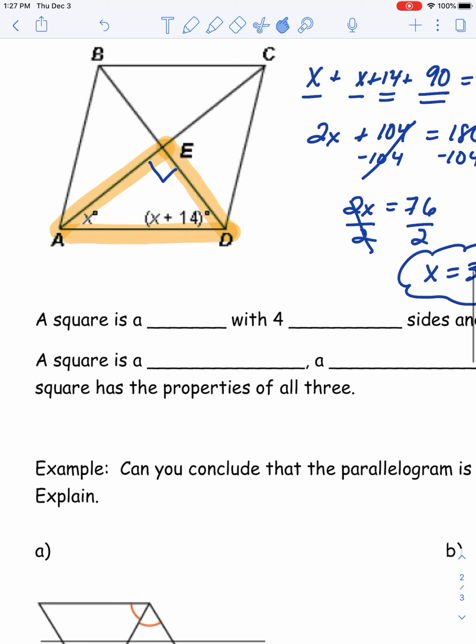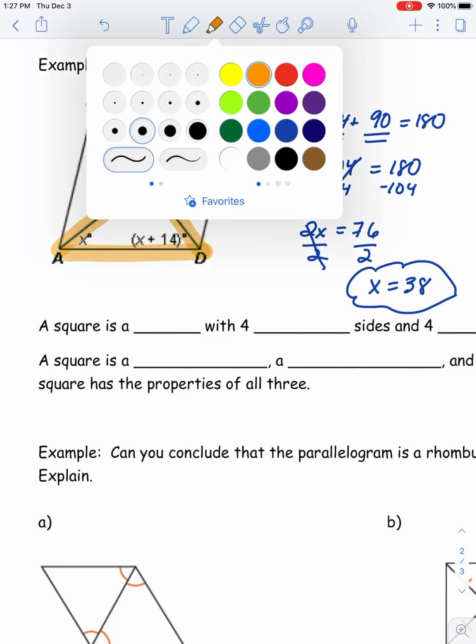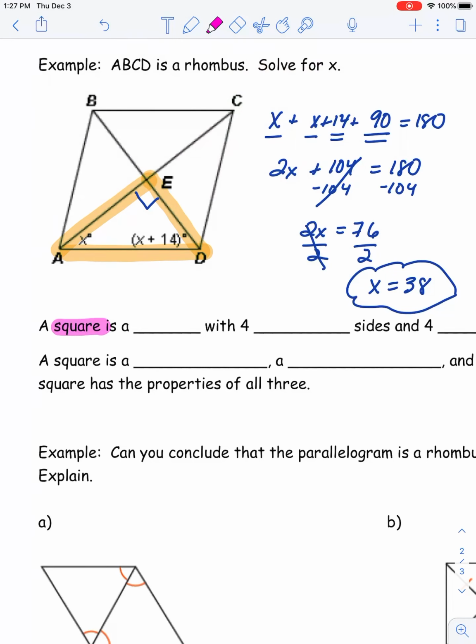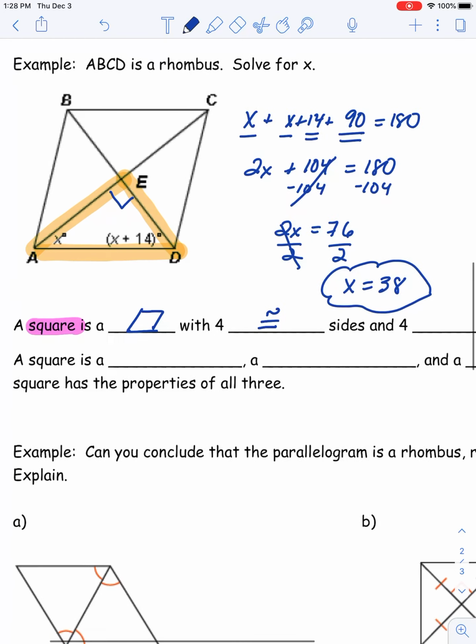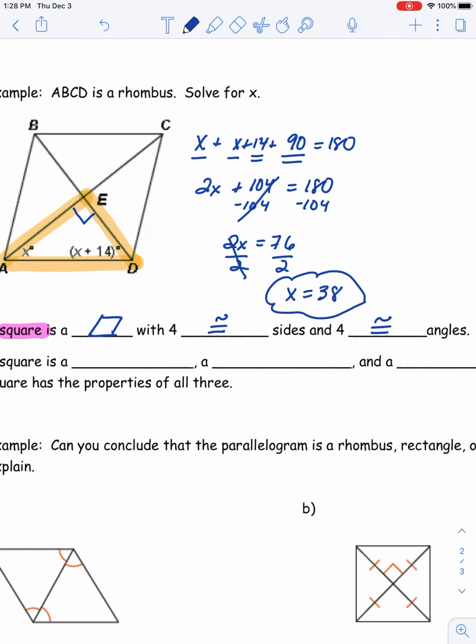Okay, so we just talked about the characteristics of a rhombus. A rhombus is a parallelogram, but it also has diagonals that are perpendicular and diagonals that bisect opposite angles. Now we're going to talk about the square. A square is a parallelogram with 4 congruent sides and 4 congruent angles.